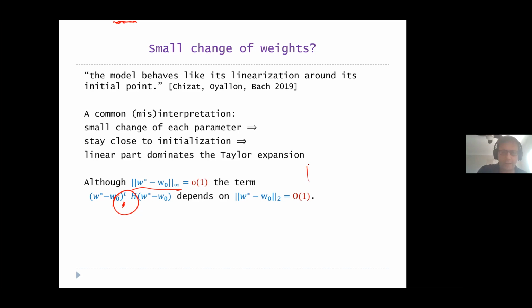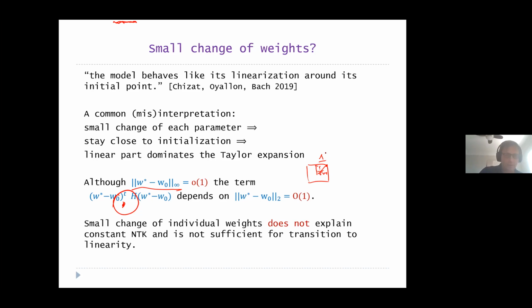You just get essentially a square, right? In this direction, this is something like 1 over square root of m, but in this direction, it's 1, when it's a high dimensional, m dimensional cube. So small change of individual weights does not explain constant gain.